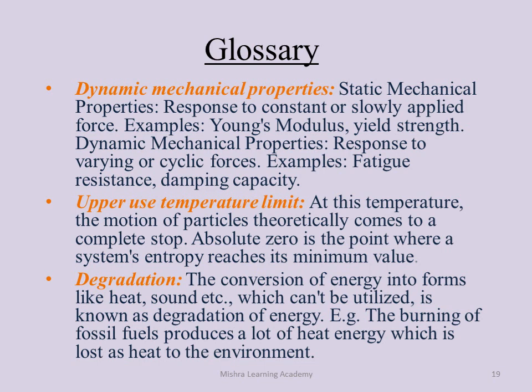Then what is the upper use temperature limit? At this temperature, the motion of particles theoretically comes to a complete stop. Absolute zero is the point where a system's entropy reaches its minimum value. Then what is degradation? The conversion of energy into forms like heat, sound, etc., which cannot be utilized, is known as degradation of energy. For example, the burning of fossil fuels produces a lot of heat energy which is lost as heat to the environment.